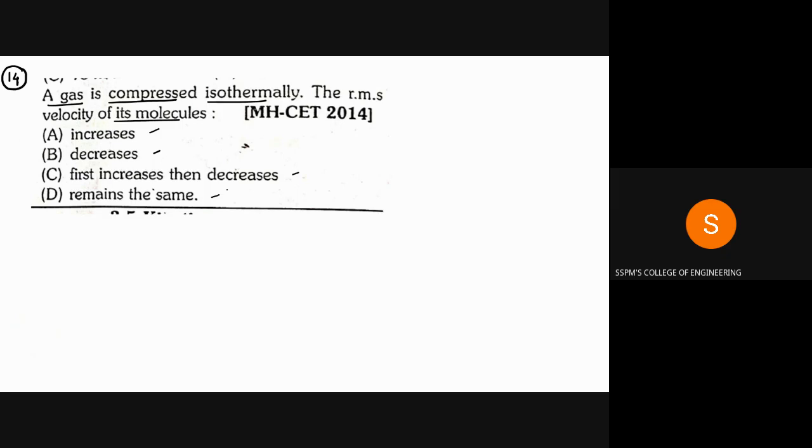Okay. So if the gas is compressed isothermally, that means without changing the temperature, then its RMS velocity will remain the same. The RMS velocity will change only if there is an increase or decrease in the temperature. So if the gas is compressed isothermally, then the velocity will remain the same.